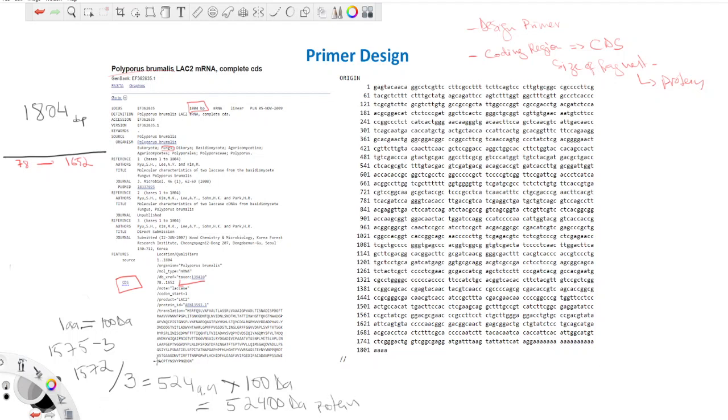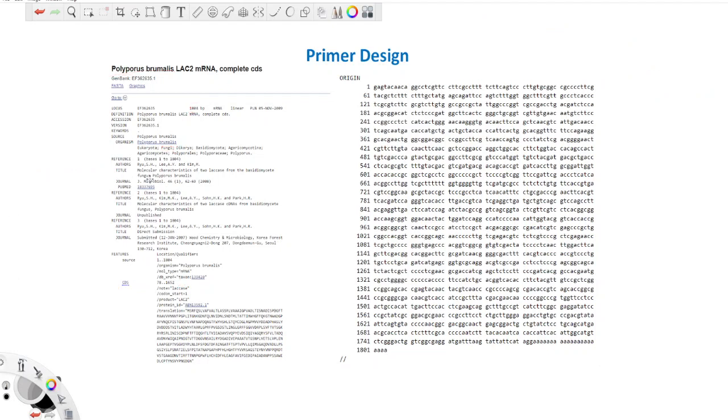So once you have all this information, we're going to remove that again and start on a cleaner note, and now start designing our primers. Just a quick reminder: our coding region is between position 78, so we need to find position 78 here, and it stops at 1652. All right, so how do we go about this?